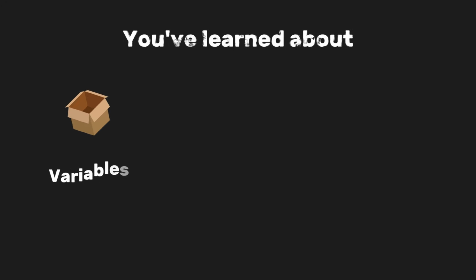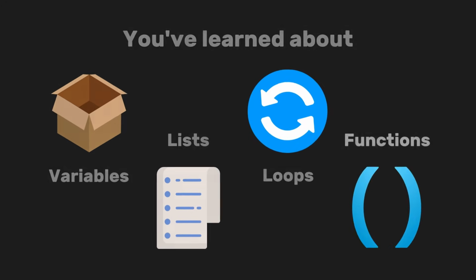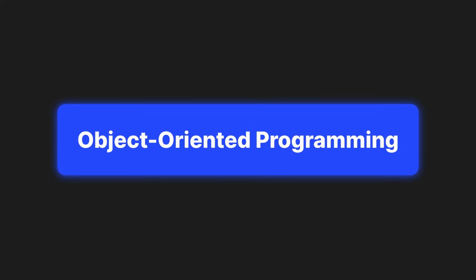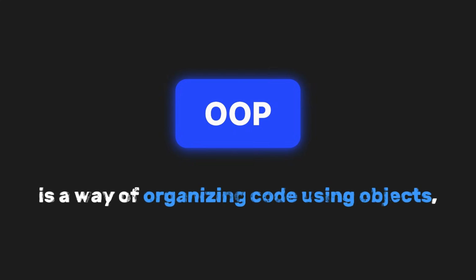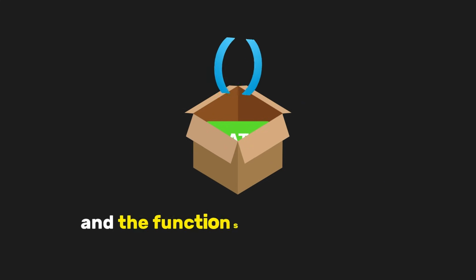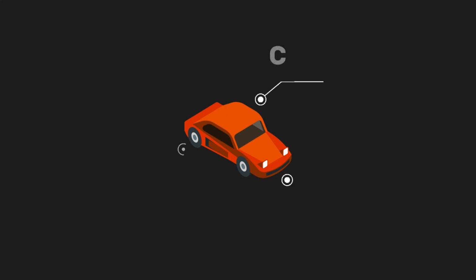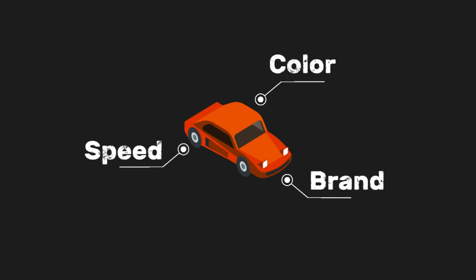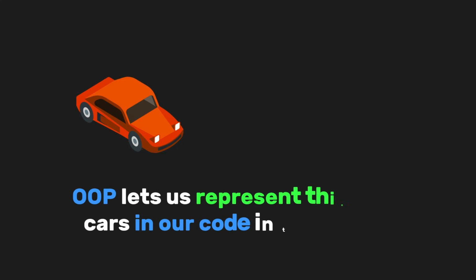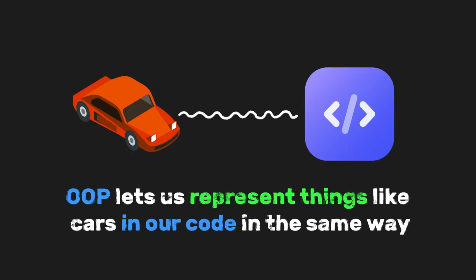You've learned about variables, lists, loops, and functions, but Python can do something even more powerful. Object-oriented programming, or OOP for short. OOP is a way of organizing code using objects, which are like containers that hold both data and the functions that work with that data. Think of a car. A car has properties like color, brand, and speed, and methods like start, stop, and honk. OOP lets us represent things like cars in our code in the same way.